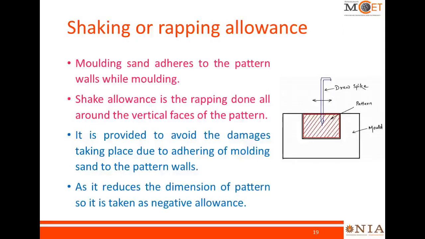And shaking or rapping allowance. So this allowance is provided to compensate for shaking. When you try to remove a pattern from the mold, we insert a draw spike into the pattern and we slightly shake the pattern to remove it easily. So during shaking, the cavity enlarges. Therefore, to compensate for this, the pattern has to be made slightly smaller, so that when you shake, the cavity will be of the required shape. Therefore, this allowance is a negative allowance. All other allowances are positive allowances. This shaking or rapping allowance is a negative allowance.